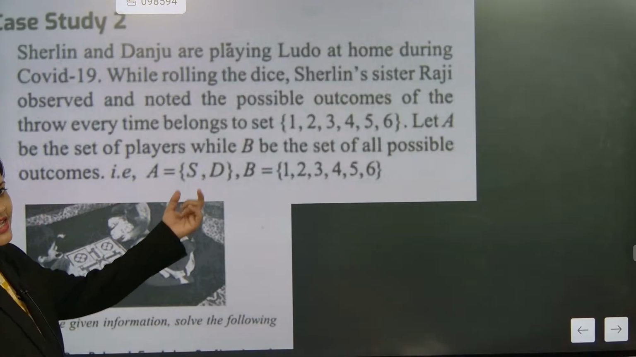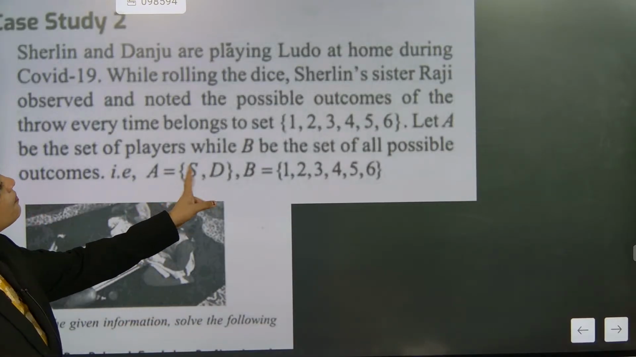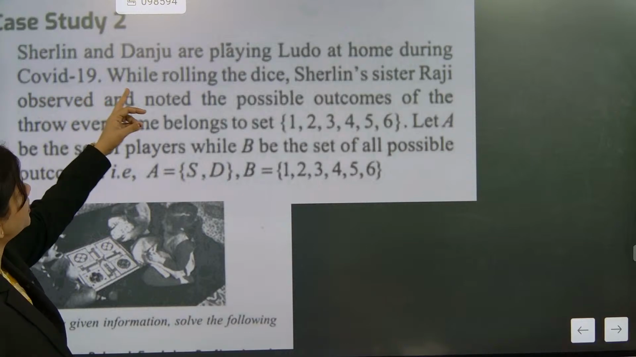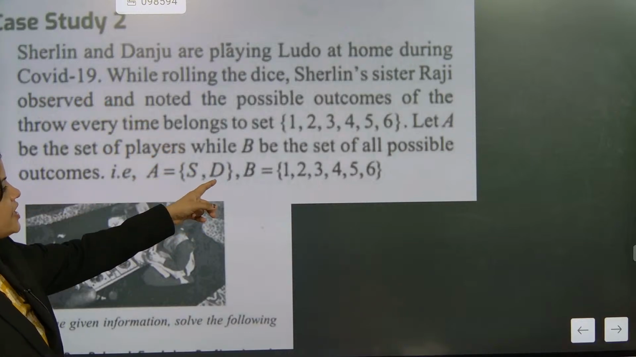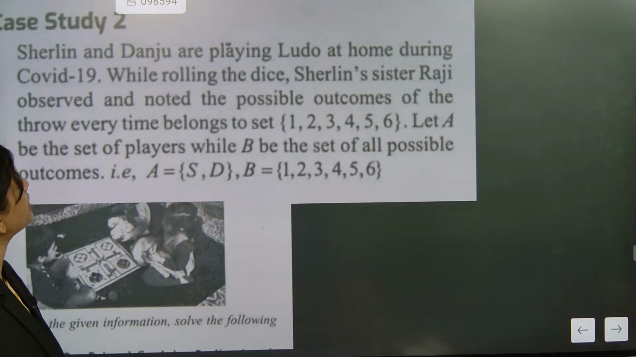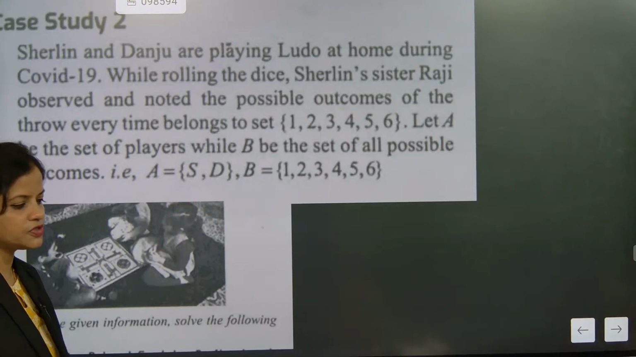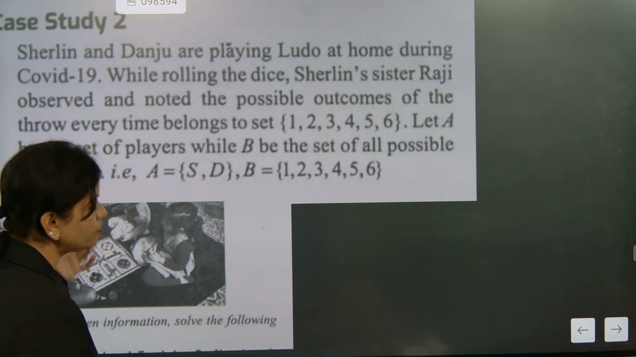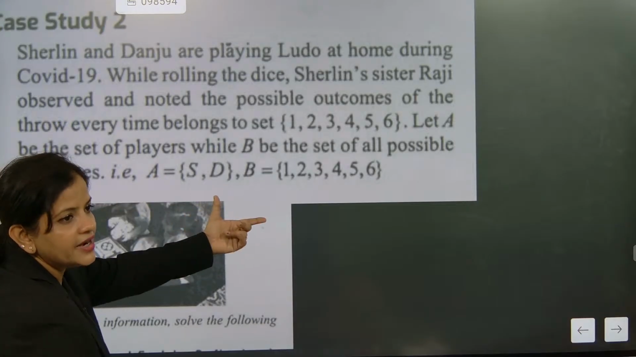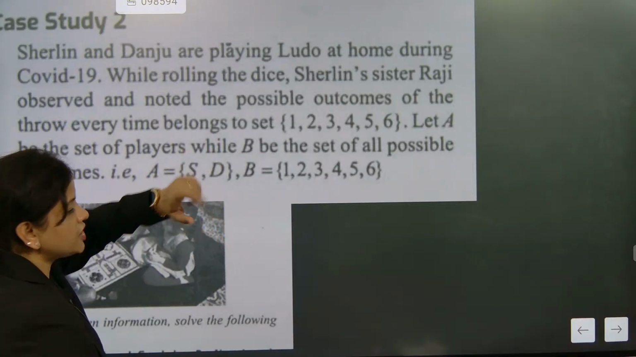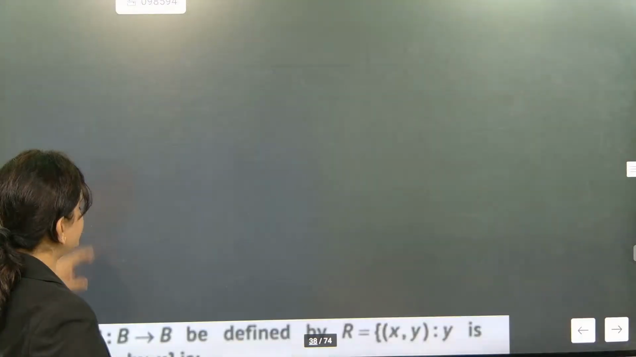Two elements, S and D. These two people are playing. What is the name? Sherlyn and Danju. So Sherlyn is S and Danju is D. They are playing with what? Dice. Dice is having how many outcomes? Six outcomes. Understood? Now let's see what questions they are asking.